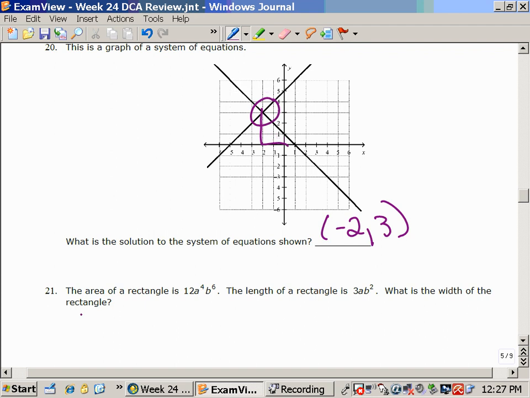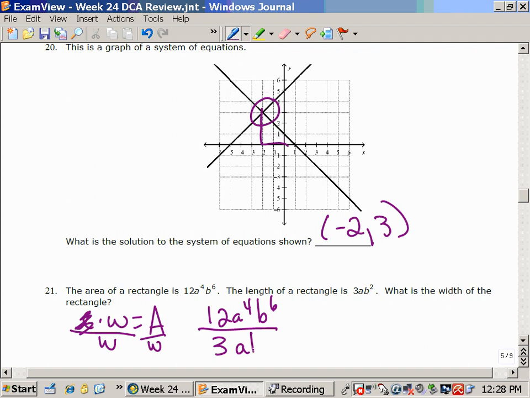It says the area of a rectangle, so we know that that's length times width equals area. The area is 12a to the 4th, b to the 6th. Now, I'm also given the length. So what I'm going to have to do is divide by the length to find out what the width is. I'm going to take that 12 and divide by 3ab to the 2nd.